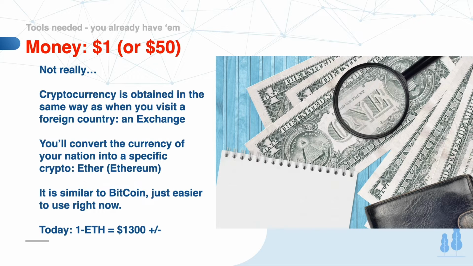You also need a little money, but actually you need zero money. But it would be nice to have $1 or $2 in your cyber or your cryptocurrency account, just so it's there. Now, cryptocurrency is obtained the same way you would be if you were visiting a foreign country. You go to an exchange. In this case, you'll be converting the currency of our nation into a specific crypto, namely Ethereum. It's very similar to Bitcoin. It's just easier to use right now.